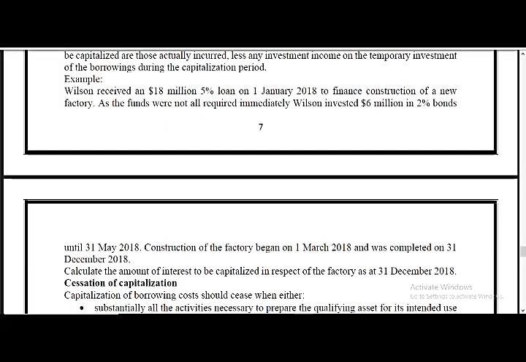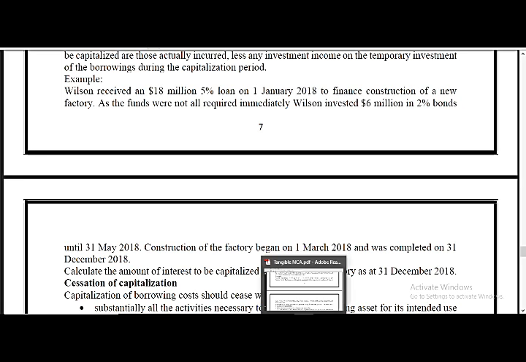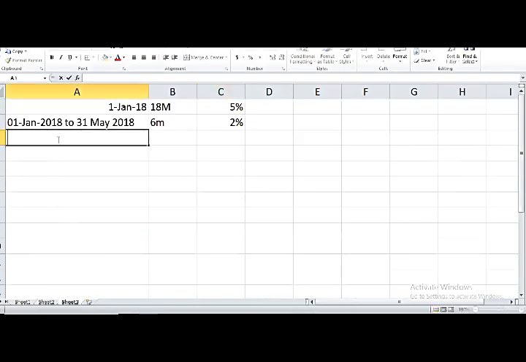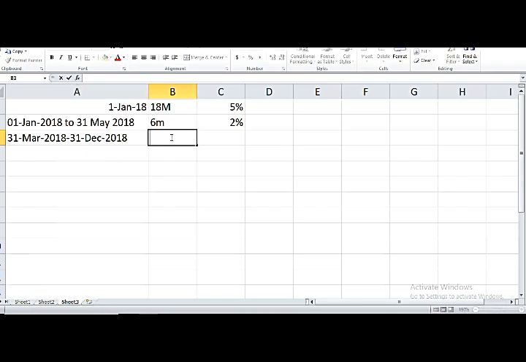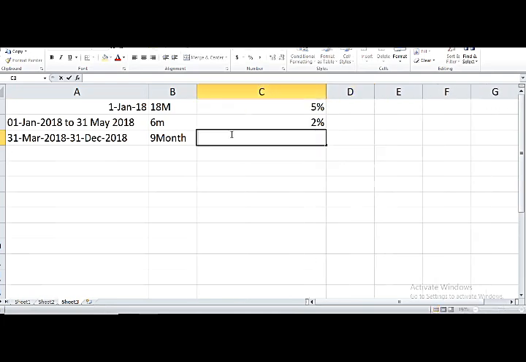They say that construction of the factory began on 1st March and was completed on 31st December 2018. So from 1st March 2018 to 31st December 2018 is construction, almost 9 months, right? So on this point the commencement should start, the commencement of the borrowing cost capitalization.